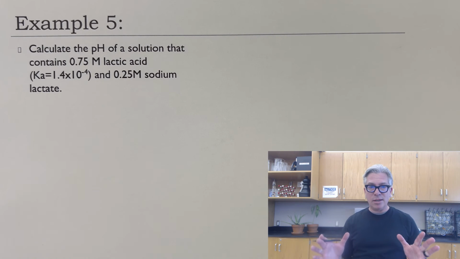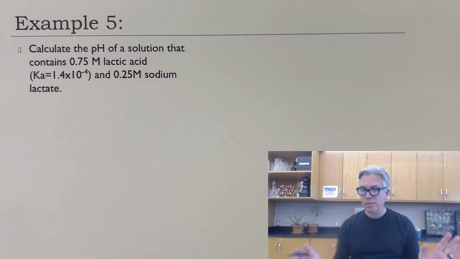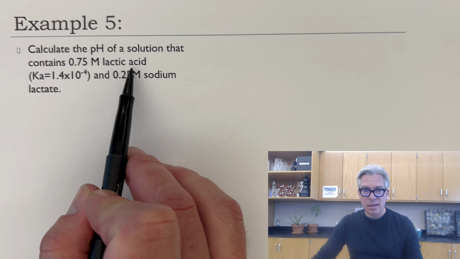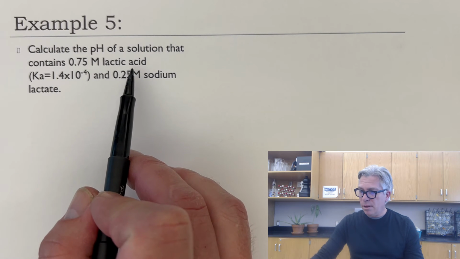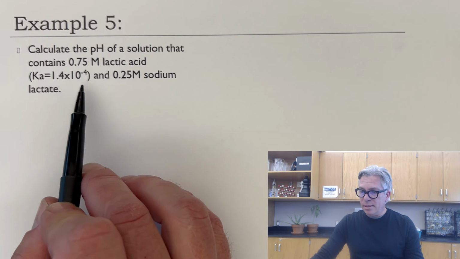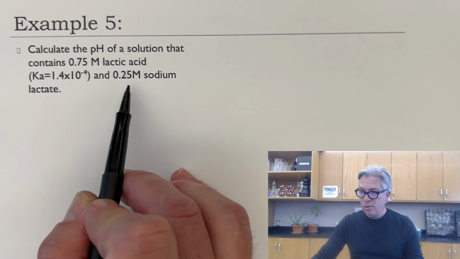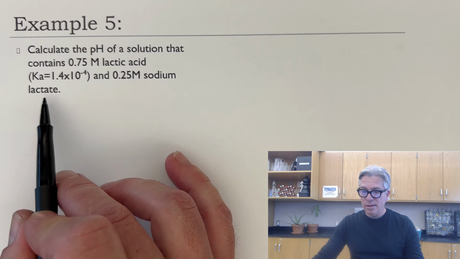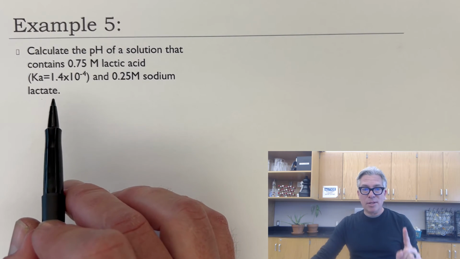All right, let's say you're presented with this question just out of the blue. Calculate the pH of a solution that contains 0.75 molar lactic acid. I'm not even sure of the formula of that right now, but Ka is given to me, great, and 0.25 molar sodium lactate. So I'm seeing the acid and its conjugate in here. So I'm thinking, I've got both, I'm going to do Henderson-Hasselbalch.